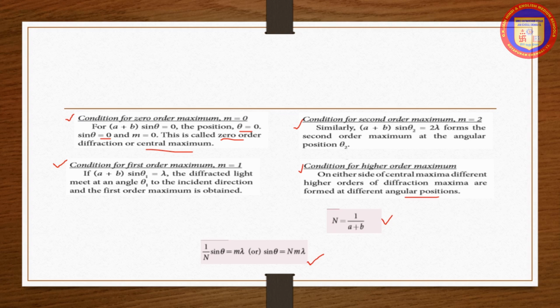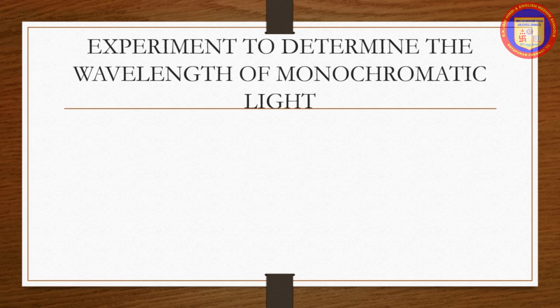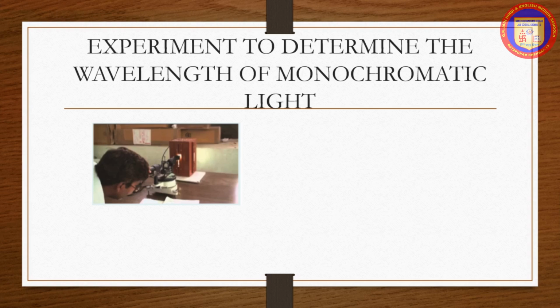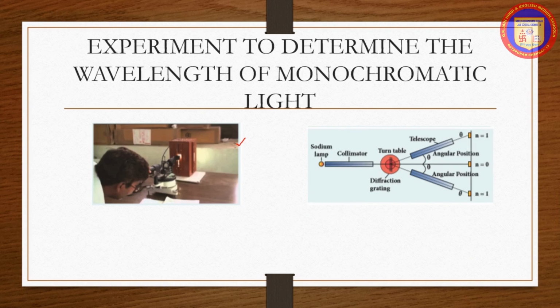This is the formula. Then, the experiment to determine the wavelength of monochromatic light. So in the lab we can do the grating experiment. The wavelength of the spectral line can be very accurately determined with the help of the diffraction grating and a spectrometer. Initially, the spectrometer adjustments have to be done.